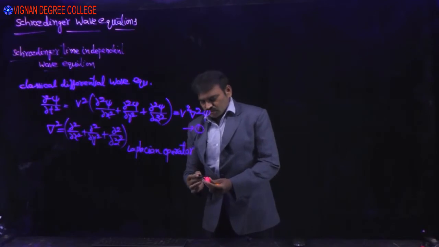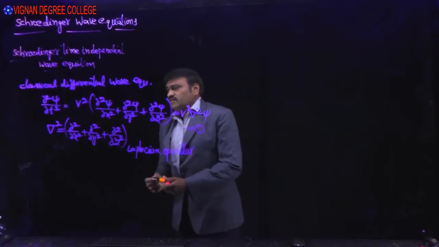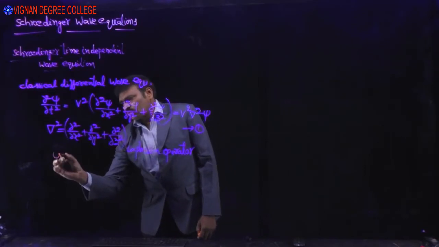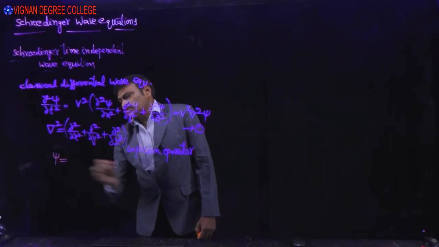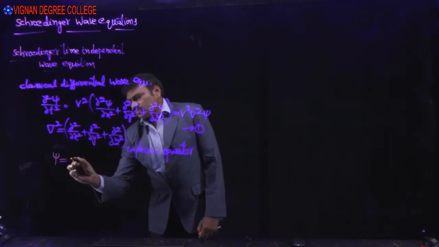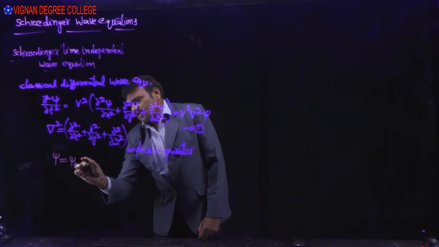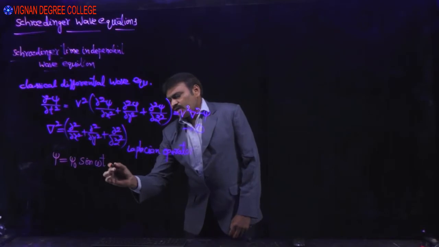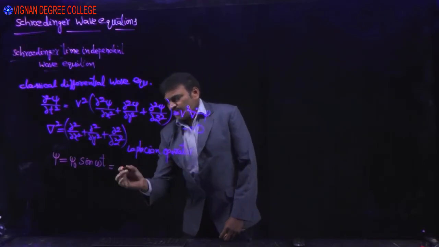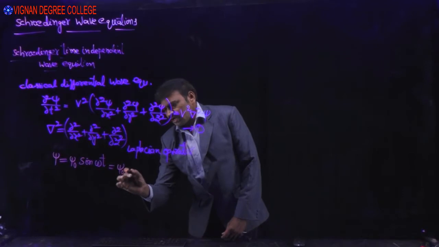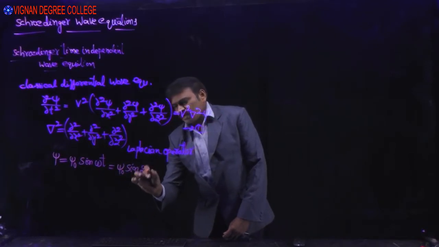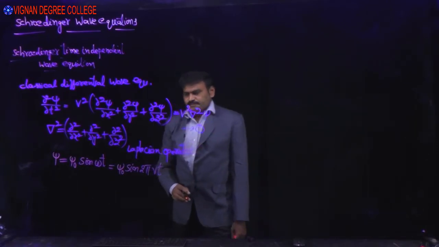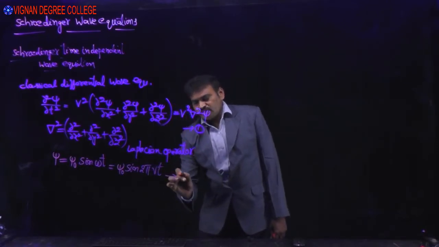The solution of equation 1 is assumed to be of the form psi is equal to psi naught sin omega t. Here omega is the angular frequency, omega is equal to 2 pi nu. So psi is equal to psi naught sin 2 pi nu t. This is equation number 2.